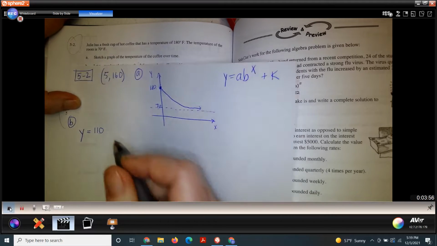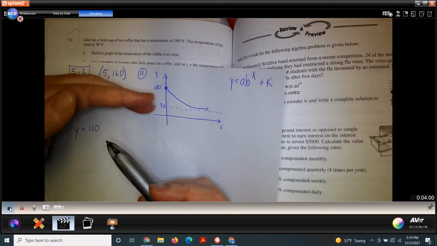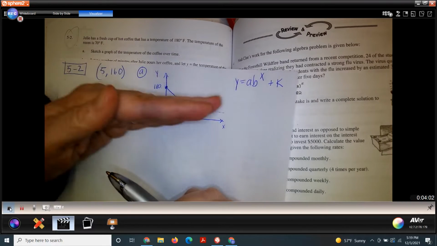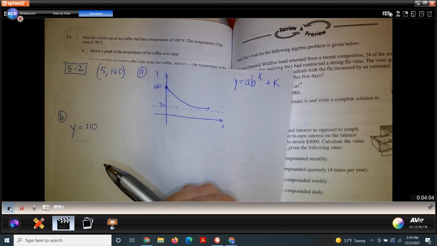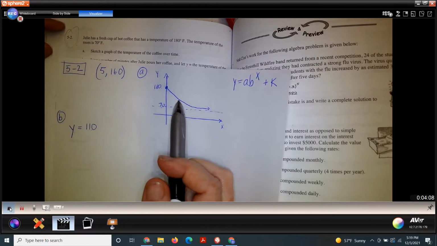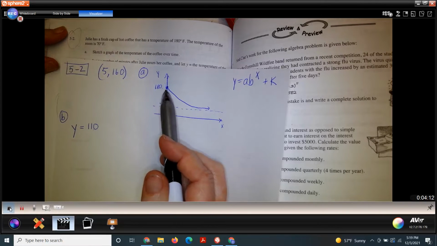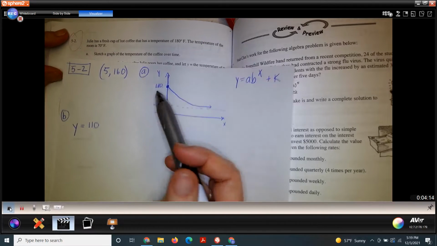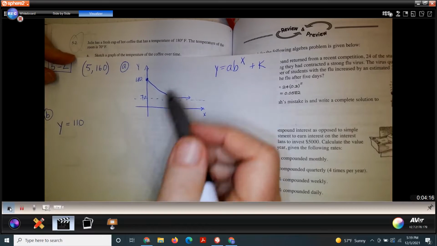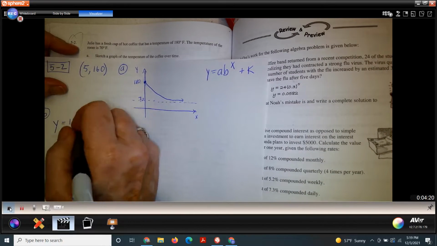The reason I'm saying that is because when you take the 110 and you lift it up, because this thing has, what do we call it, a vertical translation of 70. When I lift up my 110 by 70, it's going to make it hit at the 180, which we want. Okay, and then I want B, we don't know what B is yet.